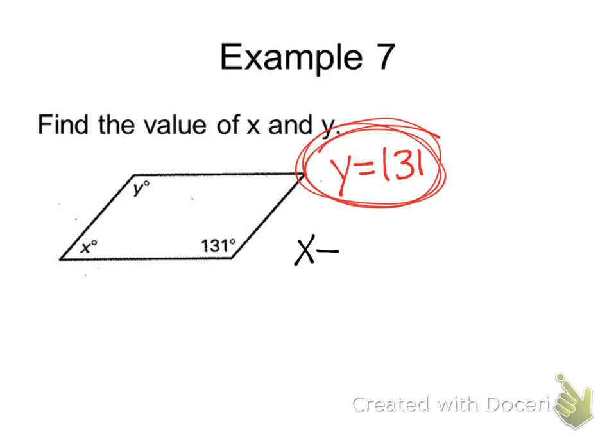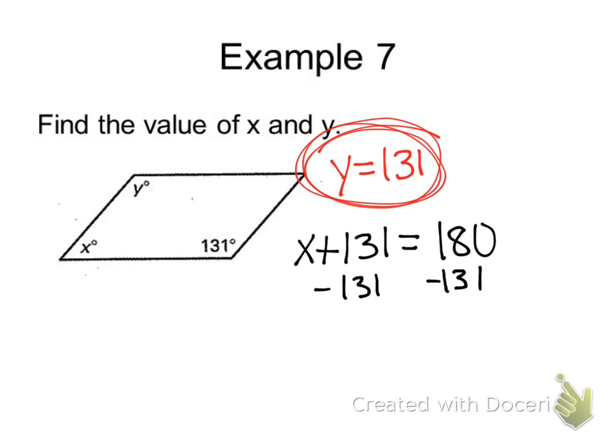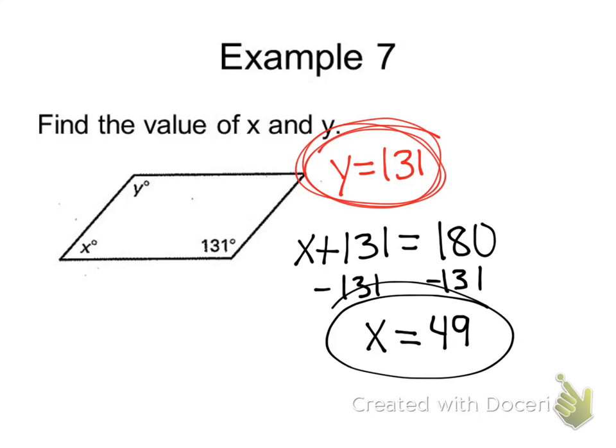I know if I take X and I add 131 to it, what should I get? What should two consecutive angles add to? 180. So you can set up this equation and solve for the X by subtracting 131 from 180. What does that give you? 49? Good. Questions?